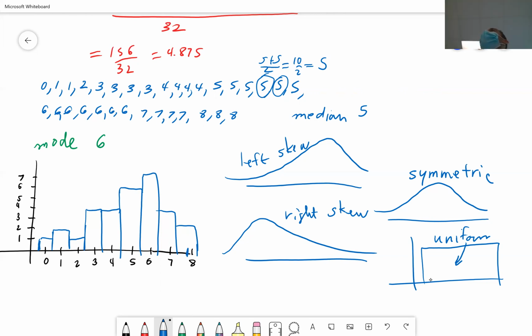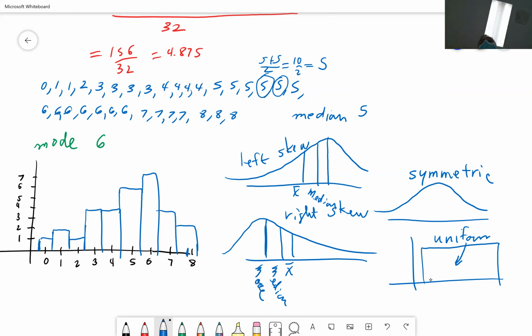Now, a few things to mention here. When you have a left skew, the mean gets dragged out more to the left. Your median will be somewhere here, and the mode happens there. When you have a right skew, your mean gets dragged out towards the right tail. The median will be somewhere around here. And the mode, of course, is the peak.